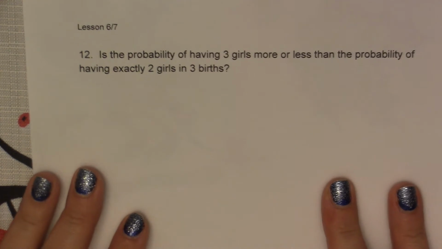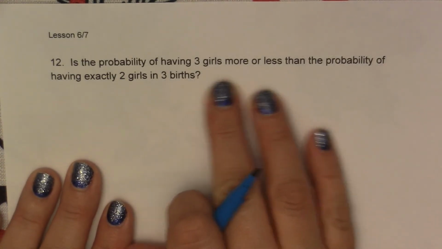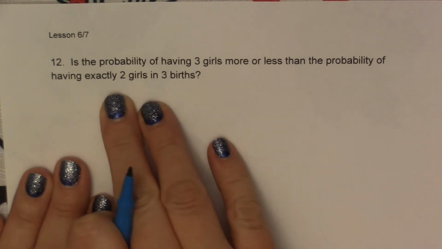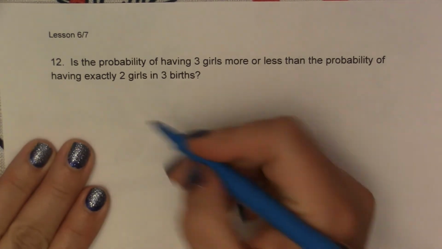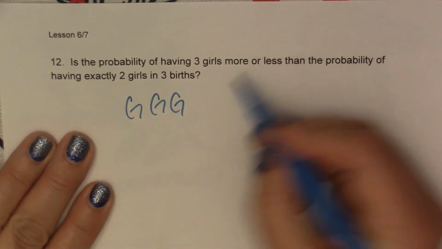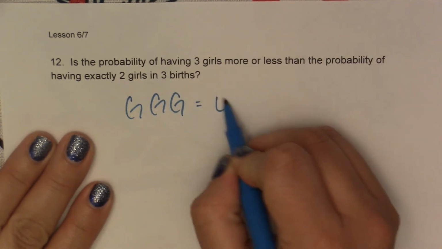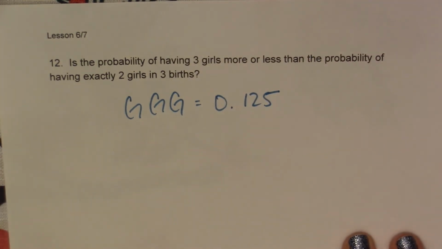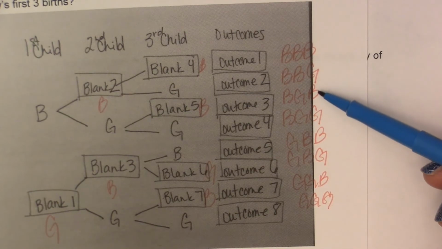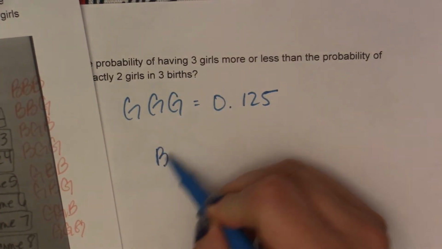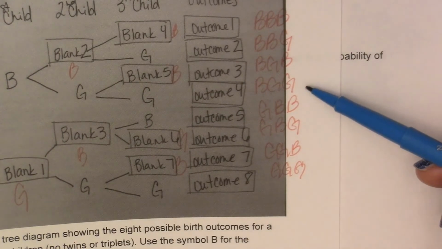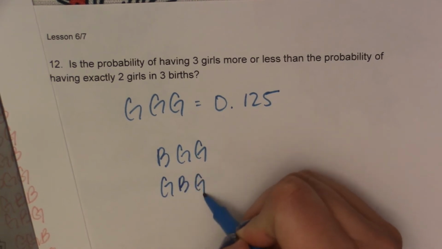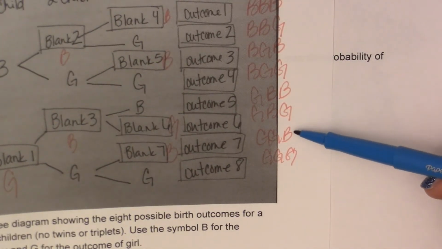Okay, number 12. Is the probability of having 3 girls more or less than the probability of having exactly 2 girls in 3 births? So we just found that the probability of having three girls was 0.125. So now let's go through and find the probability of having exactly 2 girls. Here's one probability. Boy, girl, girl. Here's one. Girl, boy, girl. And girl, girl, boy.